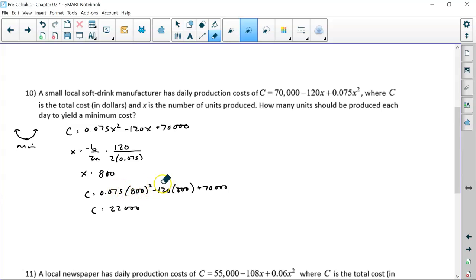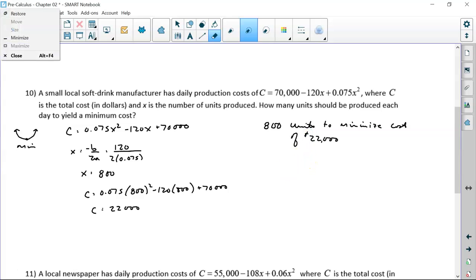So how many units should be produced to yield a minimum cost? 800 units to minimize cost, which would be $22,000. Actually, we didn't even have to find y for that one, because 800 was the number of units. We were done pretty much in the beginning.